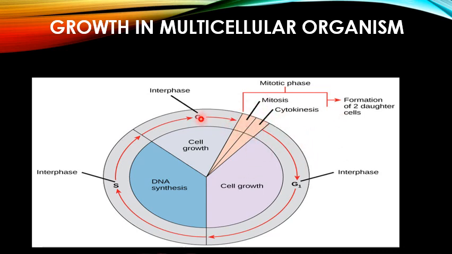Here you can see that after the G2 phase, the cell enters the mitotic phase, where there will be nuclear division as well as cytoplasmic division, cytokinesis, which results in the formation of two daughter cells. This is the activity of the interphase, where growth of the cell takes place before it enters the mitotic phase.